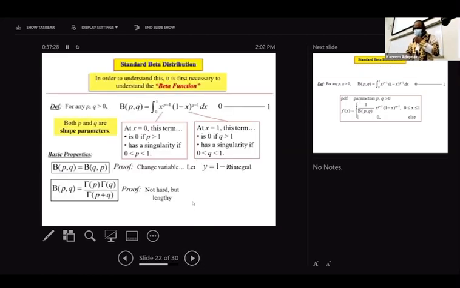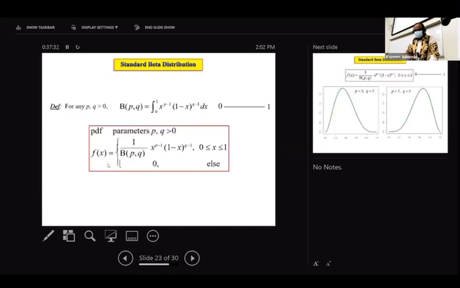Now, the beta distribution, I'm going to show you now. This is the beta distribution. The first one that you are seeing there is called the beta function. That's an integral definition of the beta function. But the one here is actually the beta distribution. I'm using P and Q. I can use alpha and beta. I can use A and B. The two of them represent parameters.